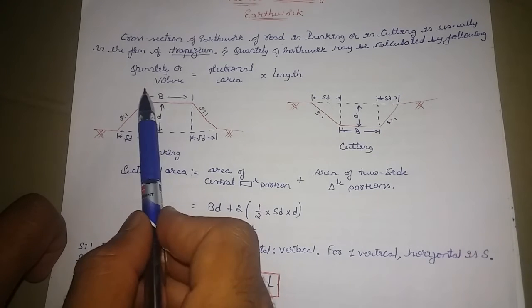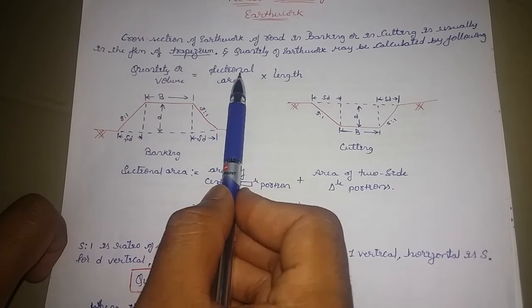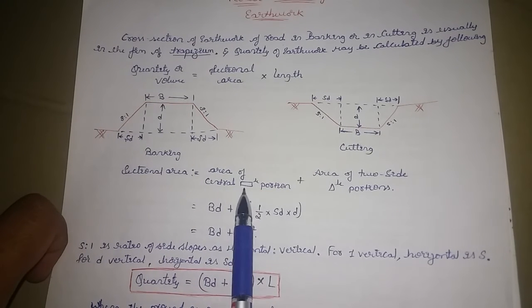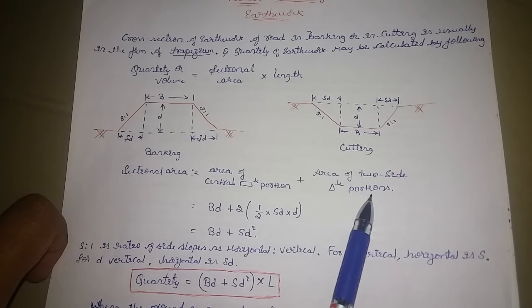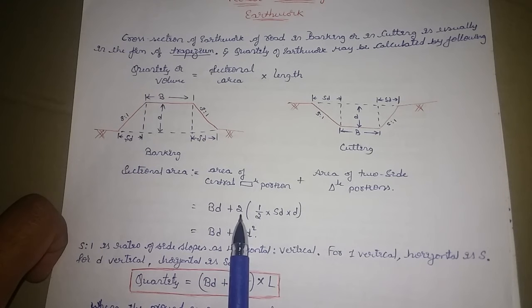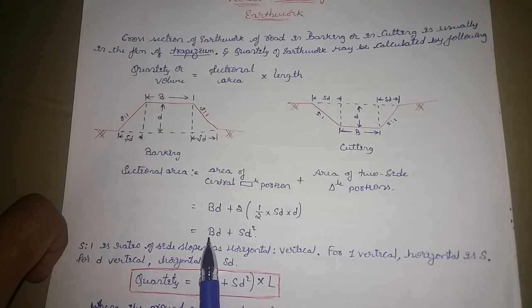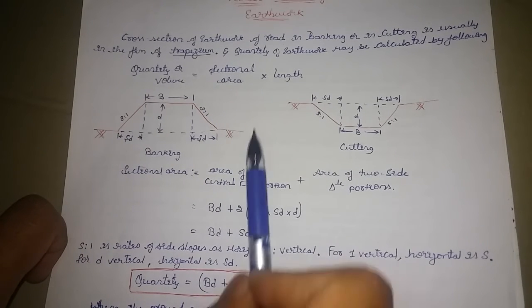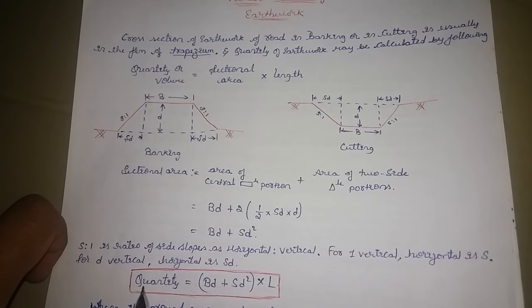So how did you get this? Quantity or volume is equal to sectional area into length. Now what is sectional area? It is the area of the central rectangular portion plus the area of the two side triangle portions, that is BD plus 2 into 1 by 2 into SD into D, which finally gives sectional area equal to BD plus SD square. Substituting and multiplying by length L, the quantity is BD plus SD square into L. This gives the quantity of the earthwork.